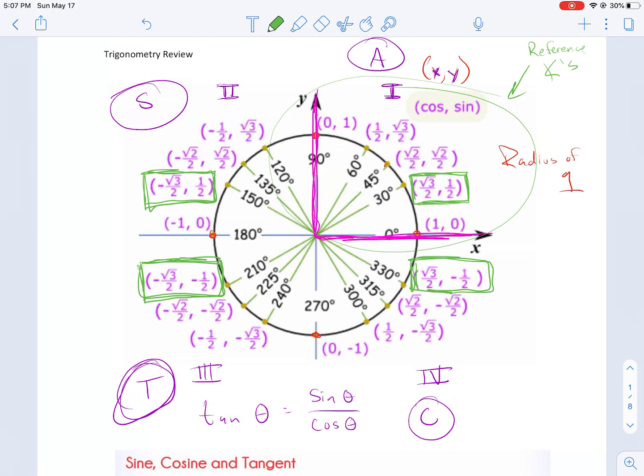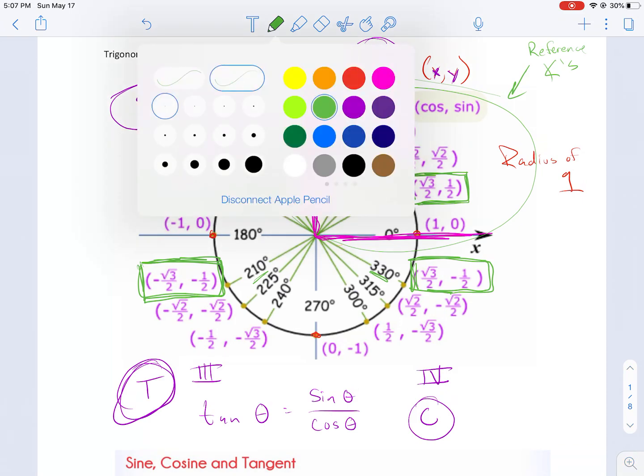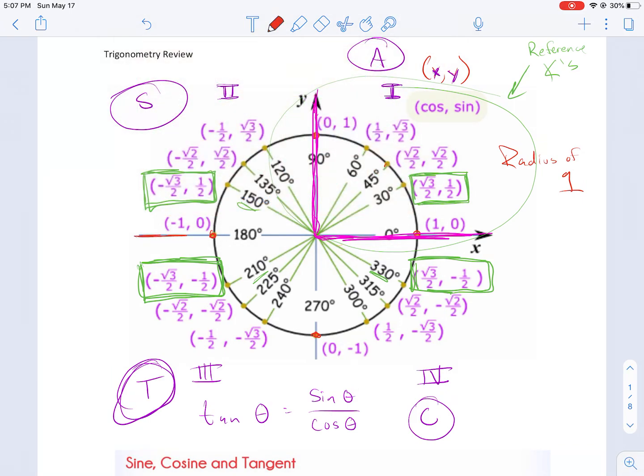Our reference angles. What I mean by that is that these other ones, 150, 210, 330, these values are based off of that 30-degree measure. Now, if you notice, here's our horizontal axis, if you will. Even though it goes counterclockwise and our degree measures get higher, these reference angles are built from this horizontal axis.